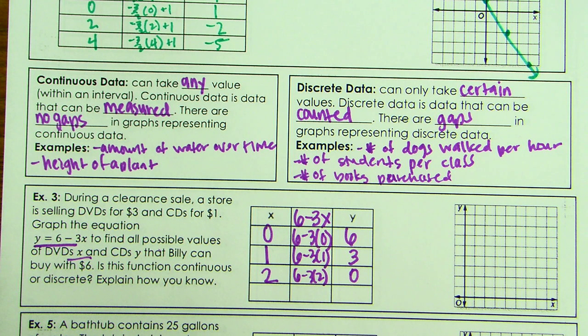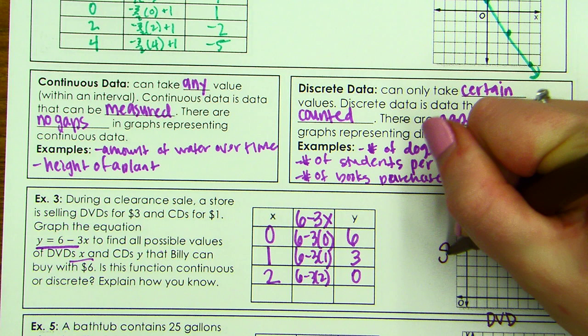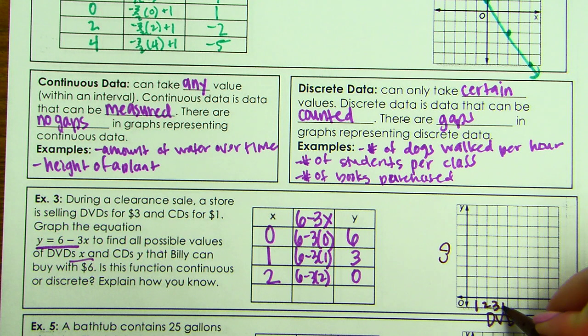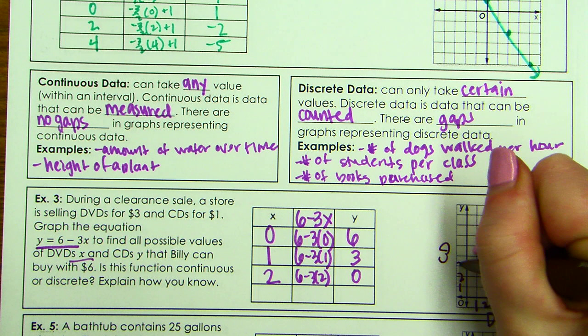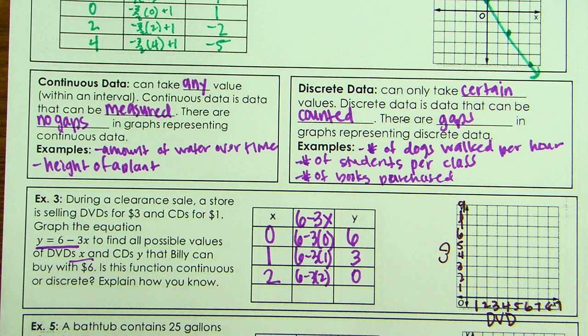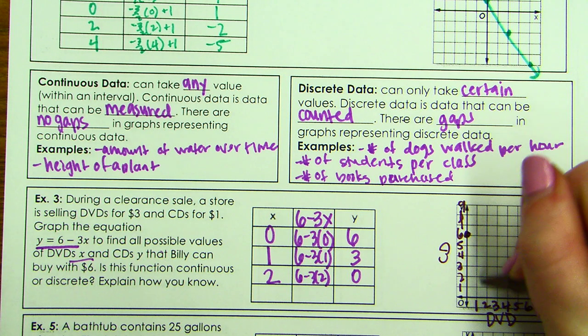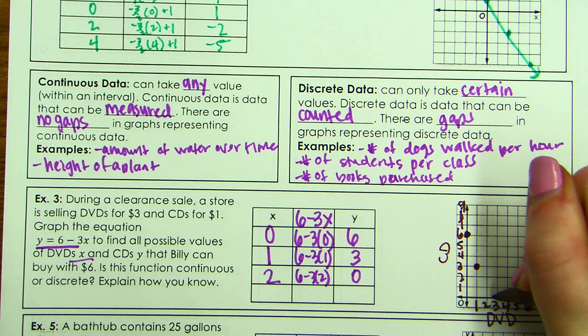So next, let's set up my graph. It tells me that DVDs will be my x, and CDs will be my y. And then let's just go by ones on the x and the y axis. And then let's graph these data points. So (0, 6) is my first one, (1, 3) is my second one, and then (2, 0) is my third one.